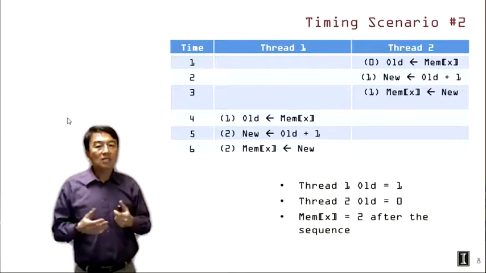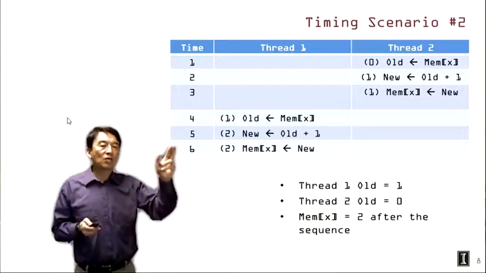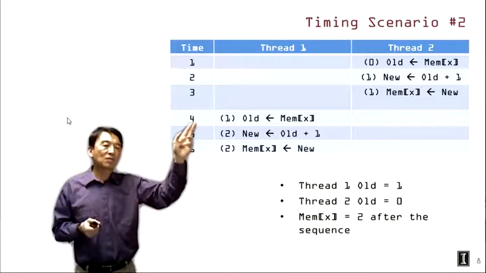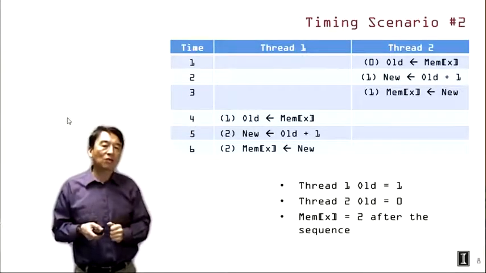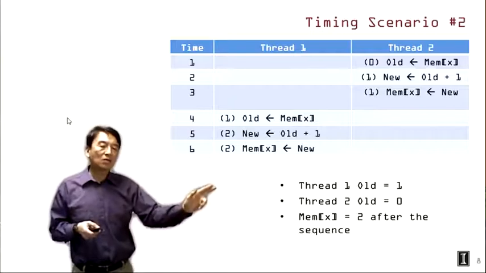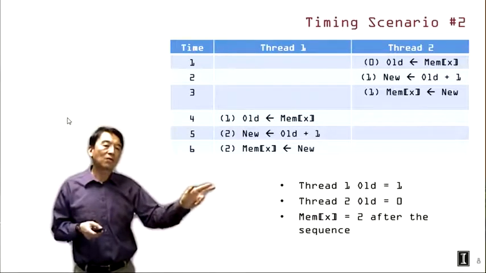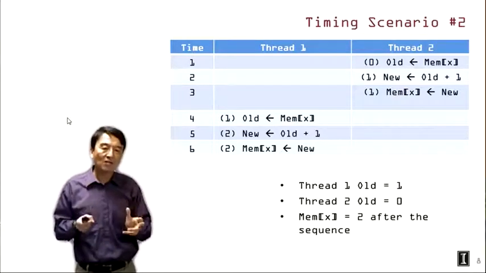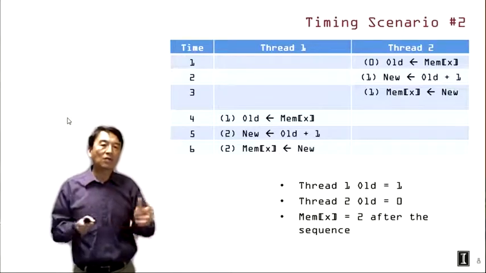We have a second scenario where the arrival order is reversed. So thread 2 arrived first. It receives 0 as the original value of the memory location and updates it to 1. And then thread 1 comes in, receives that 1 as the original value, and then updates the value to 2. So this is also a reasonable scenario where thread 1 will see an old value 1, thread 2 will see an old value 0, and the memory location still reflects both the updates from thread 1 and thread 2.